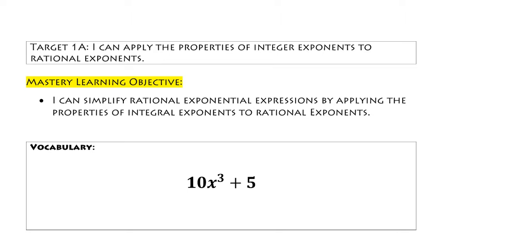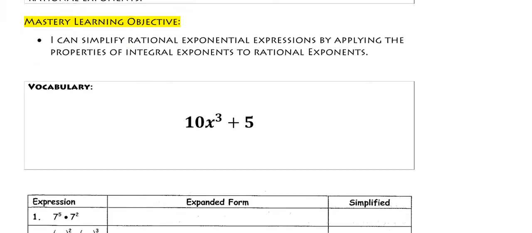So in key concept number 1, we are starting with target 1A. That is, I can apply the properties of integer exponents to rational exponents. Our MLO for this is I can simplify rational exponential expressions by applying the properties of integral exponents to rational exponents. So I'm going to start with some vocab here.